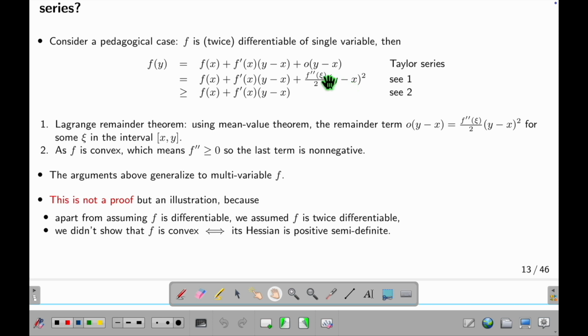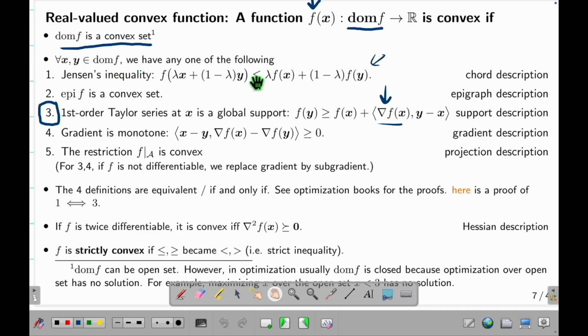And because it's convex, this thing is positive semi-definite, so this is larger than 0. This is a square, positive, larger than 0. Something plus something larger than 0. Of course, if we remove them, this gives us the inequality. That's it. This is not a proof, because we didn't talk about why the second-order derivative of a convex function is positive semi-definite. And now this is done.